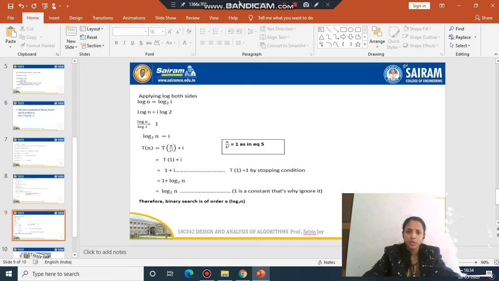This is just about substitution methods. You have to substitute the values in such a way that you are able to find the final answer. In this, the only thing is n by 2 power i is there. So you have to take the log on both sides. After taking the log on both sides, you will get this equation. You can see here, this equation: log n is equal to i. Because we want to get T of 1, we will get T of 1 only if n is equal to 2 power i. So that is the equation you are getting here.